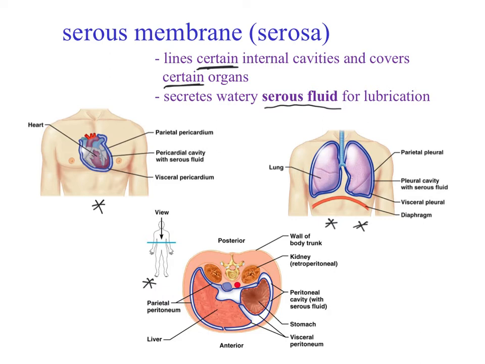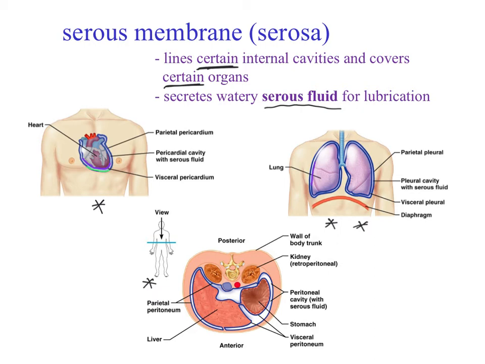For example, up here, the picture around the heart, you see this outer layer, which I'm tracing over in green, is the part lining an internal cavity, in that case, the pericardial cavity. And then this other part, which I'll trace in purple, is covering a certain organ, in this case, the heart. And you could do that again. Boy, I'm gonna have to be so precise over here.